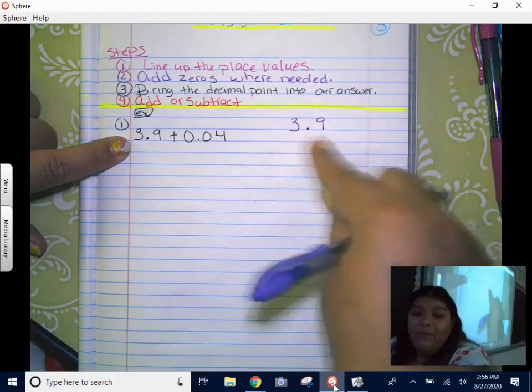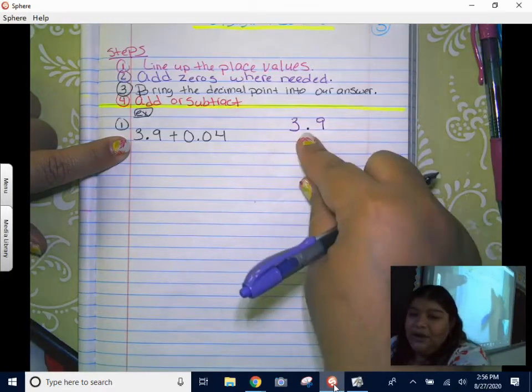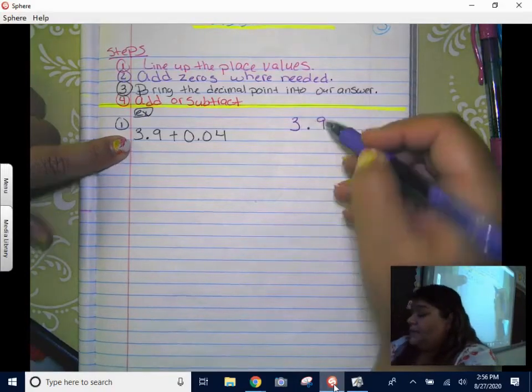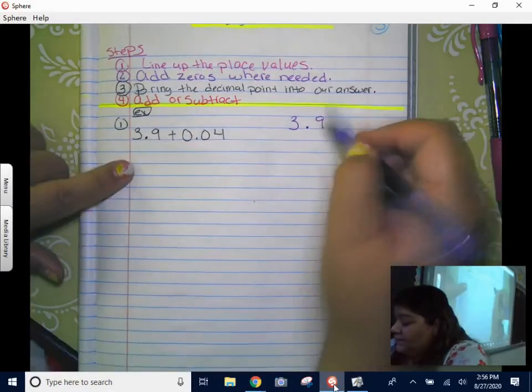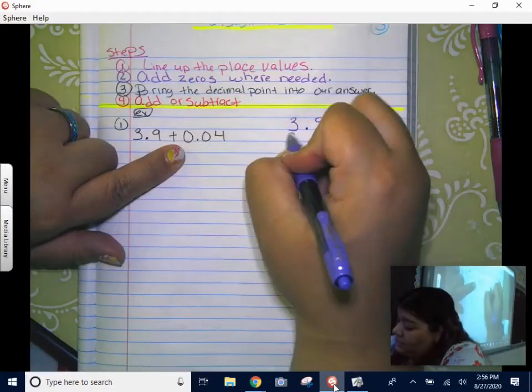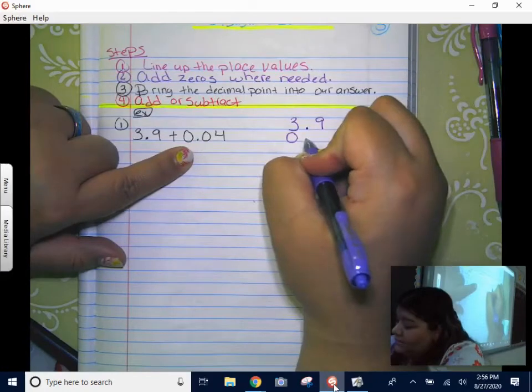3.9. And you see how I'm writing them nice and neat and kind of separating out, not bunched up together? That's going to help me out in the long run when I have bigger numbers. Okay, so ones place and the tenths place is there. Next, I have a 0 in the ones place. So that goes under the 3. The decimal goes under the decimal.